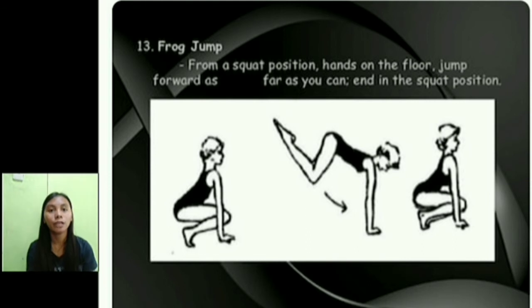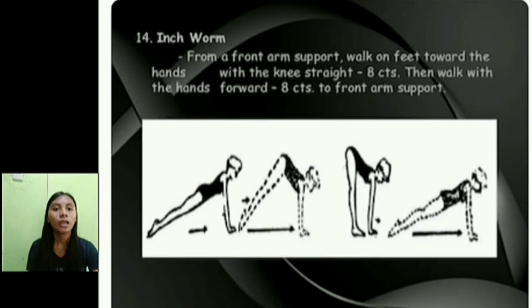Number 13, frog jump. From a squat position, hands on the floor, jump forward as far as you can, end it with a squat position. Number 14, inchworm. From a front arm support, walk on feet towards the hands with the knees straight, then walk with the hands forward to the front arm support.